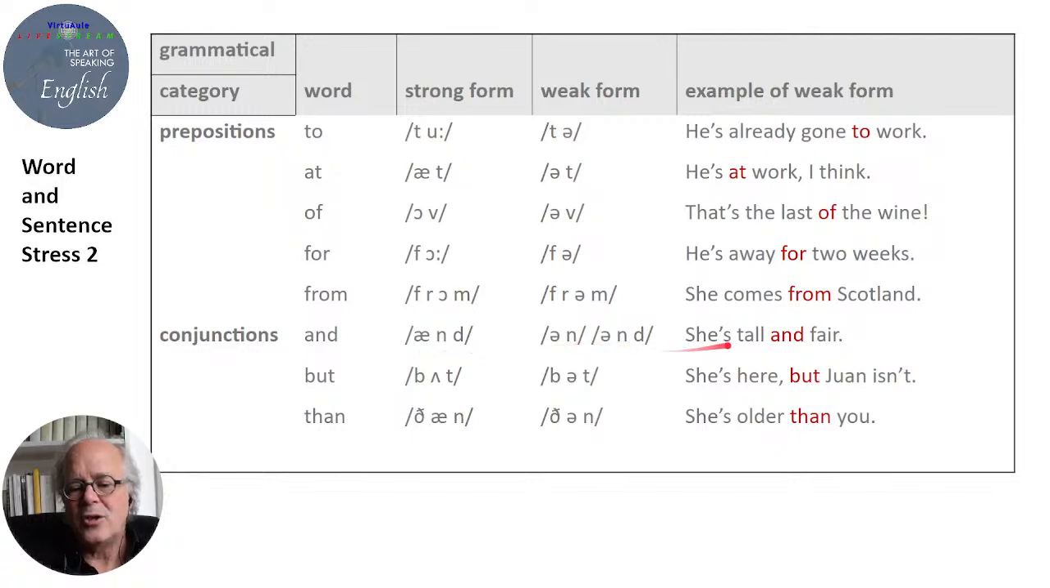And, she's tall and fair gets changed to 'n' or 'and'. She's tall and fair, depending on what you have following here. She's tall and fair. But, she's here, but John isn't. But gets changed to 'but'. She's here, but John isn't. But, very short. Then, she's older than you gets changed to 'than'. She's older than you.